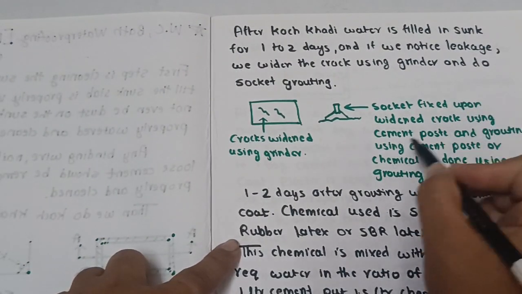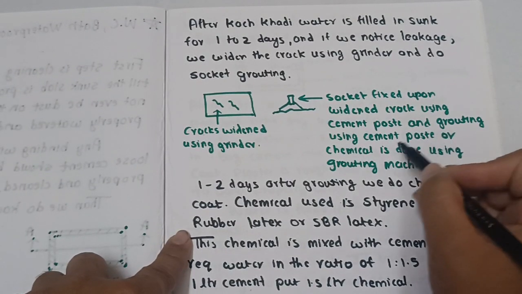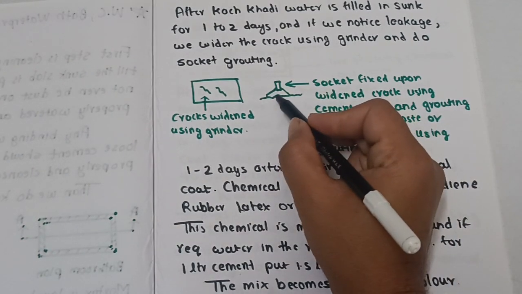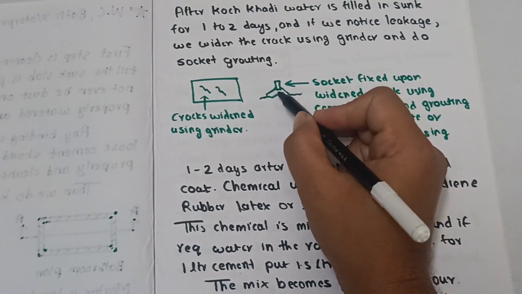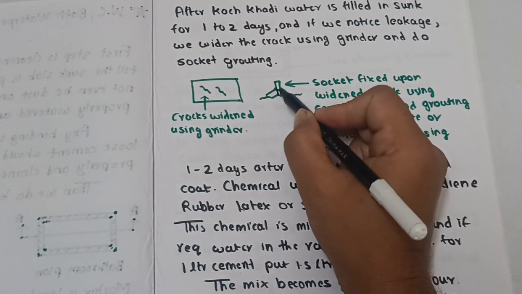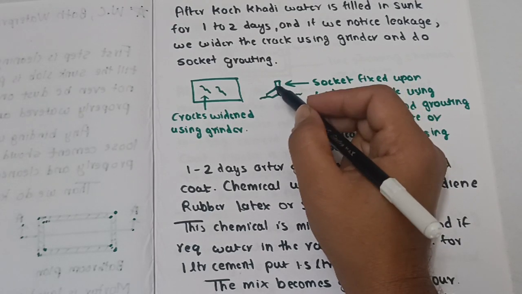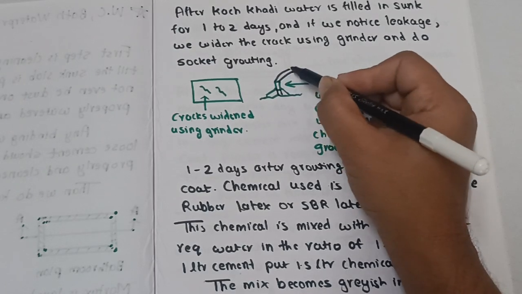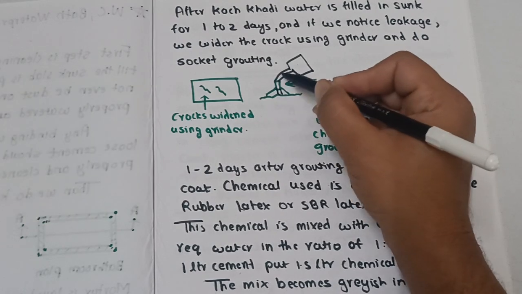Then a socket is fixed upon the widened crack using cement paste, and grouting using cement paste or chemical is done using a grouting machine. Suppose this is the crack and this is cement paste and the socket is fixed, stabilized using cement paste to fix the socket in proper position. Then we apply the machine here. By this machine we do pressure grouting.